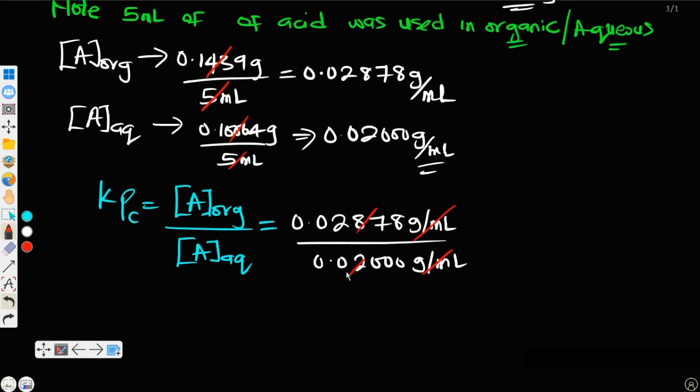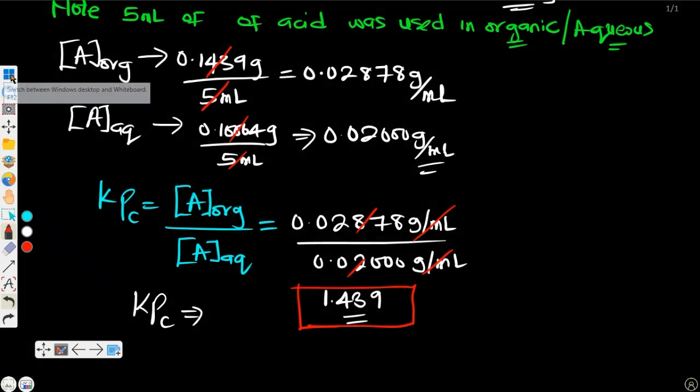Now, the first thing, of course, is to cancel gram per mL. When we divide this, it's going to give us 0.02878 divided by 0.0200, which is equal to 1.439. So our Kpc for this question is equal to 1.439. All right, and that is the correct answer to this one. It's very easy, right? Exactly.